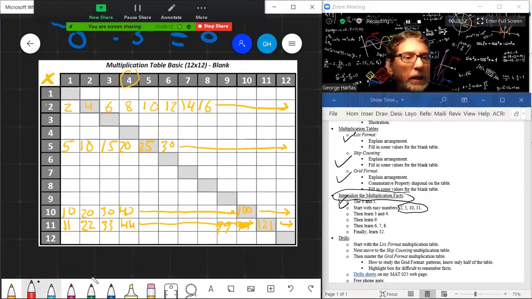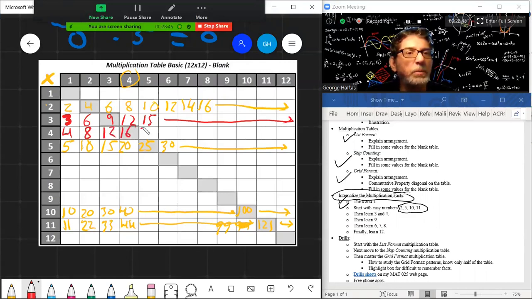Why don't we try some of the 3s and 4s? Let's do the 3s first. 3 times 1 is 3. 3 times 2 is 6. 3 times 3 is 9. 3 times 4 is 12. 3 times 5 is 15. Keep going. Then we do the 4s. 4 times 1 is 4. 4 times 2 is 8. 4 times 3 is 12. 4 times 4 is 16. 4 times 5 is 20. Keep going. Okay, that takes care of the 3s and 4s.